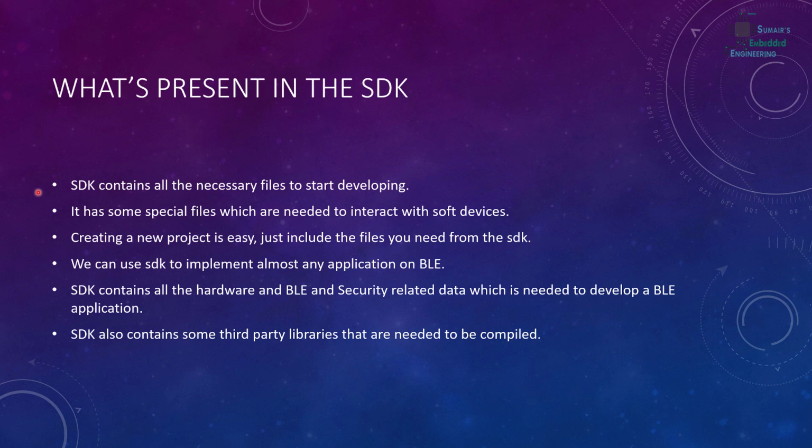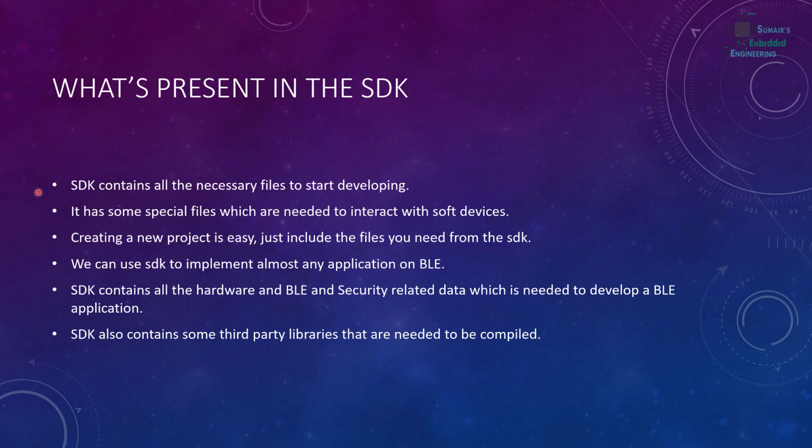It has some special files which are needed to interact with soft devices. For example, we have some header files which are necessary to interact with the hardware peripherals. The SDK contains all of them, and BLE is basically the protocol that's working on the hardware radio. So the radio peripheral is implemented in the hardware, and BLE is the protocol that follows that. So basically we have everything in the SDK, and we can use the SDK to implement almost any application on BLE.